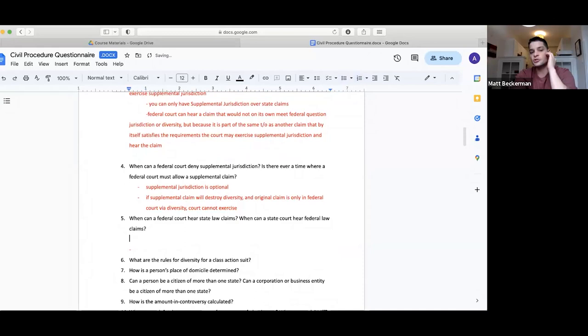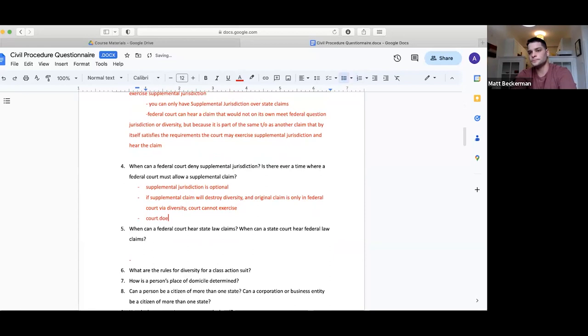But also, there are factors for why the court doesn't have to exercise supplemental jurisdiction. That's generally when it's a very complex issue of state law and they want to leave it to the state. Or the federal court is just too busy and has too much going on, and their docket is too full. They don't want to take it from them.